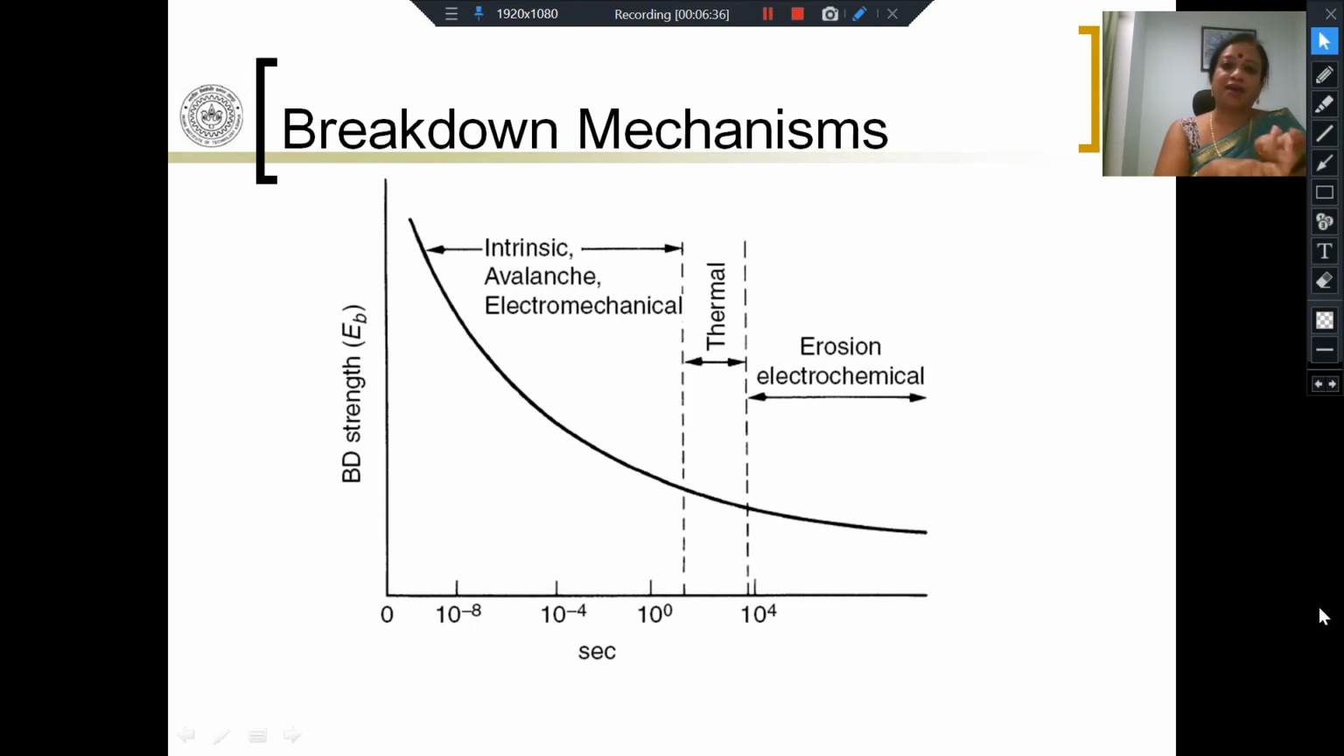So basically what I'm saying is that breakdown in solids is possible by various mechanisms. There are certain processes which take a very long time to progress, but once you give them the time, they can cause breakdown at particularly low stresses. Whereas other processes take very little time to develop, but they need much higher stresses. They can withstand much higher stresses, and the breakdown strength is higher. So let us take a quick look at what kind of breakdown mechanisms are operational at these various times.